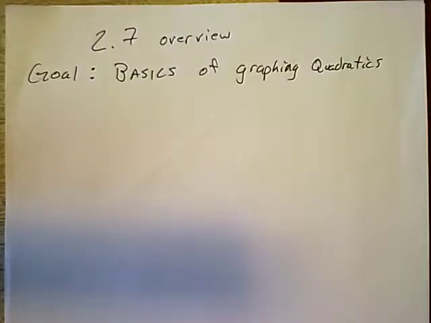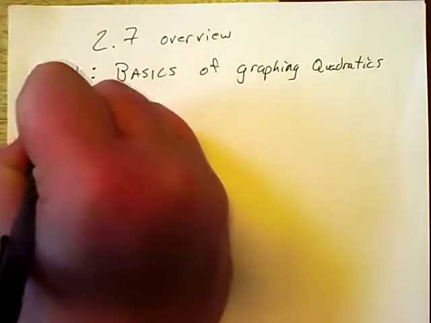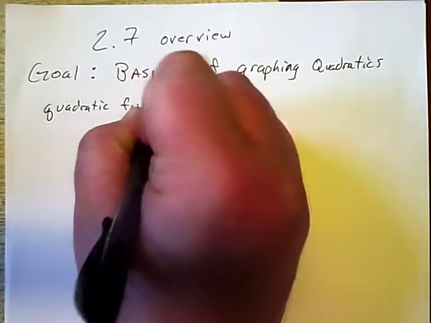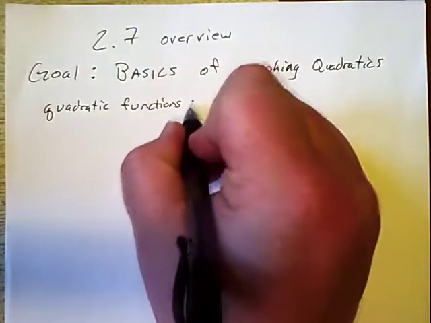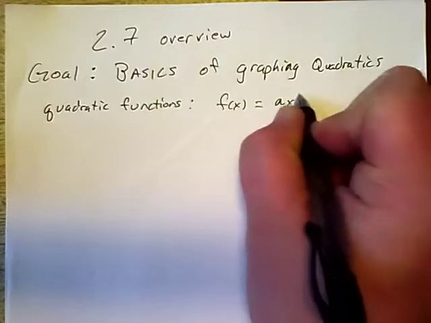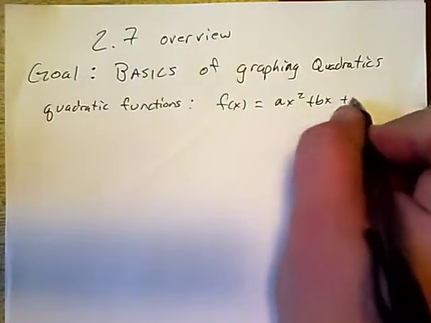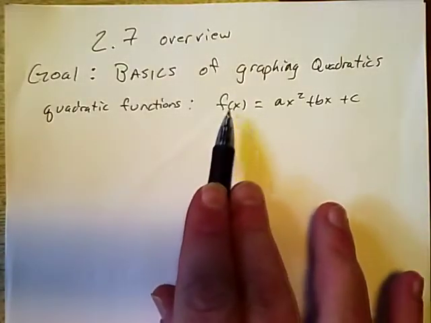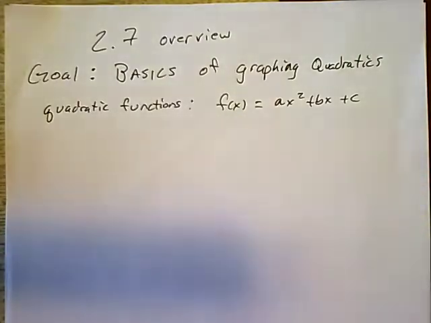The goal here is to really understand the basics and get some of the vocabulary when it comes to graphing quadratic equations or quadratic functions. All right, so first things first, let's take a look. All quadratic functions are going to be in the form f of x, this makes it a function, equals ax squared plus bx plus c. So all quadratic functions, regardless, are in the form f of x equals ax squared plus bx plus c. This is the general form.